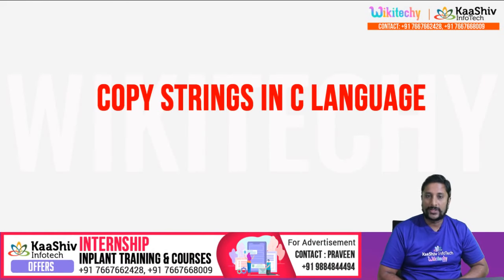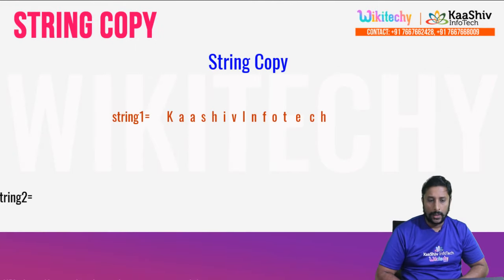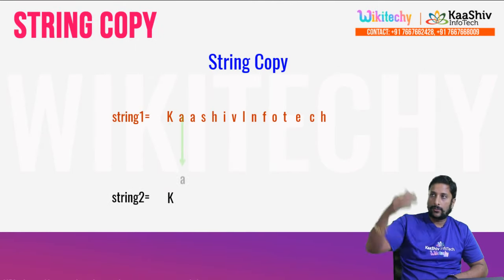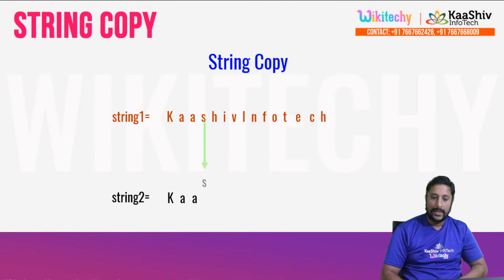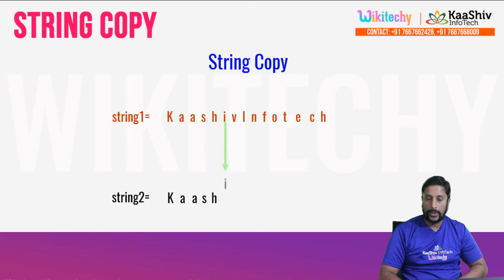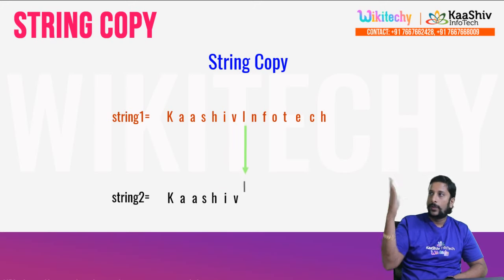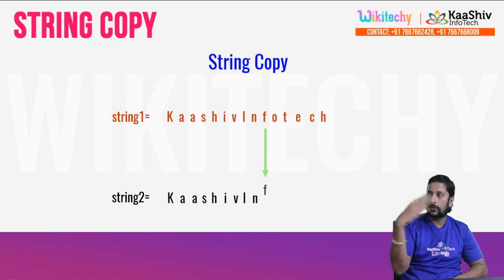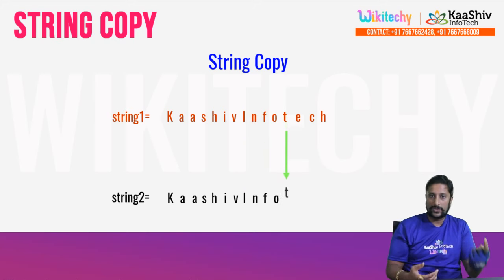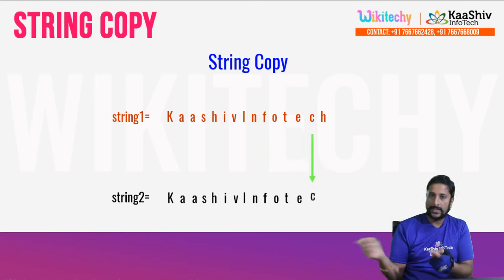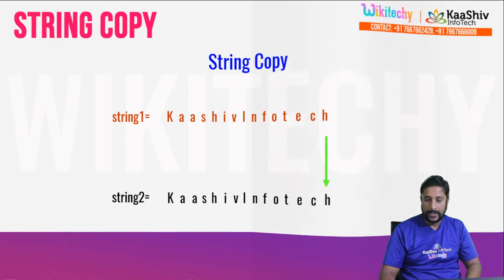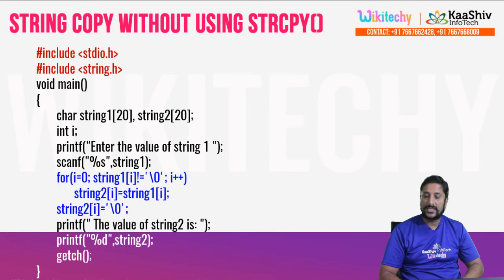Let's move on to the next program, that's copying strings in C language. Copying a string means from one string I want to copy the data to another string. Obviously, put a for loop, string 1 of 0 to string 2 of 0. strcpy is one of the inbuilt functions available, and you're able to use the string.h header file to access this kind of inbuilt function.